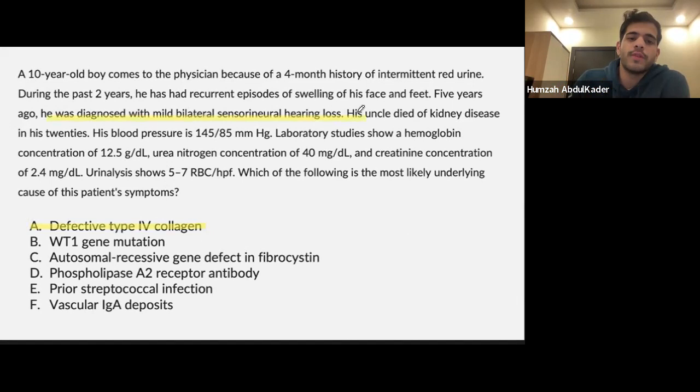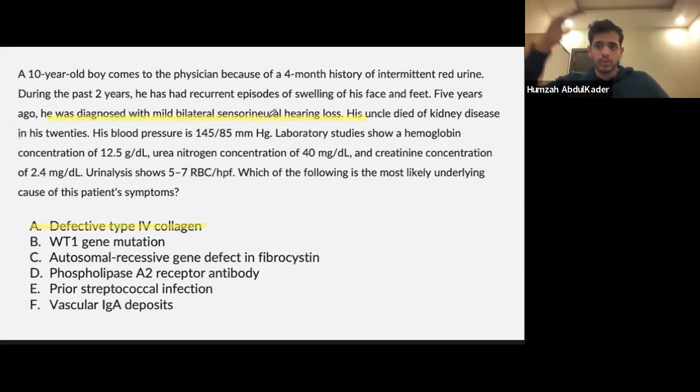that the child himself has hearing loss. They'll mention that maybe someone in his family had hearing loss. They'll say, oh, his uncle had hearing loss or something like that, right? And because this is an X-linked disease, because it goes through the family, just because he doesn't have hearing loss, if someone in his family does, it could still be Alport syndrome. So keep that in mind.